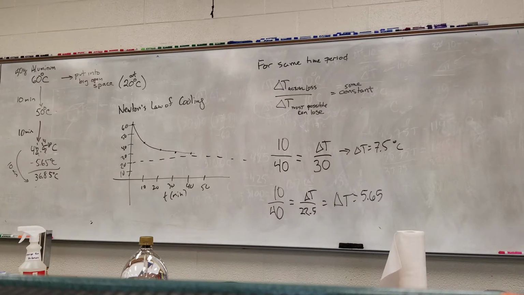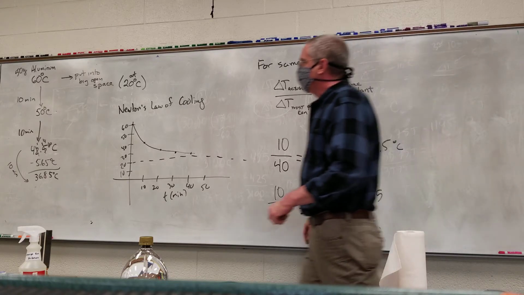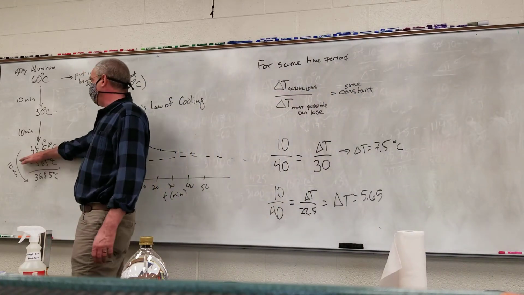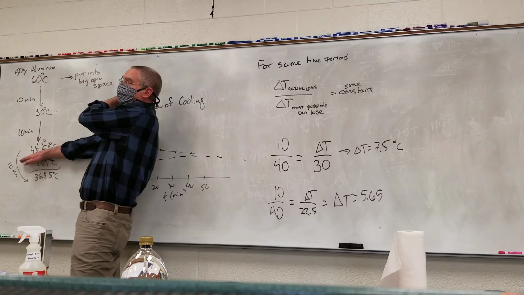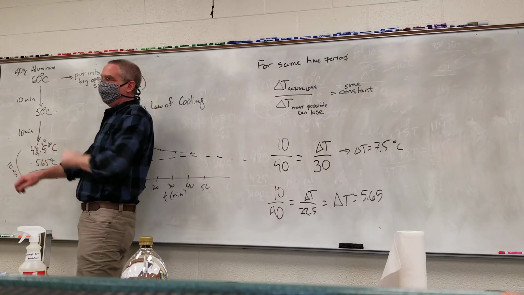All right, so questions here? Why did you put 22.5 on there? You just dropped it to 30. So, because we're at 42.5 at this point, and the most, again, we're working on the assumption the temperature of the room is not changing. Okay. So the most it could lose is 22.5.